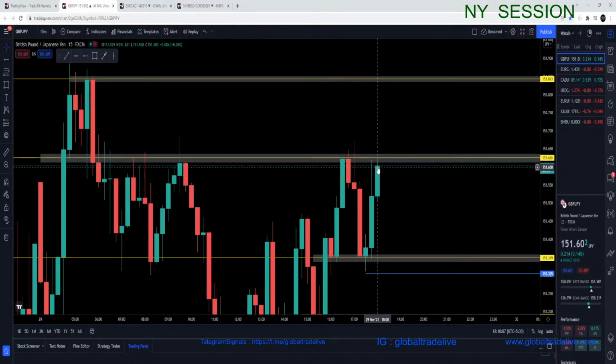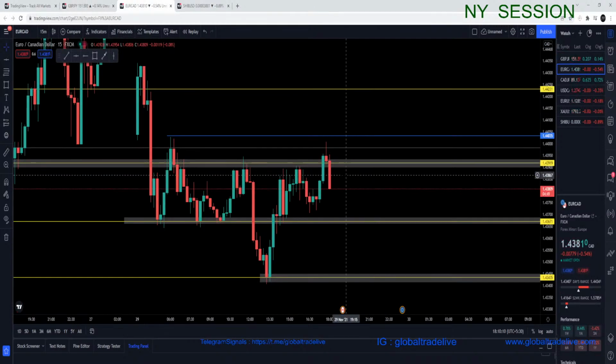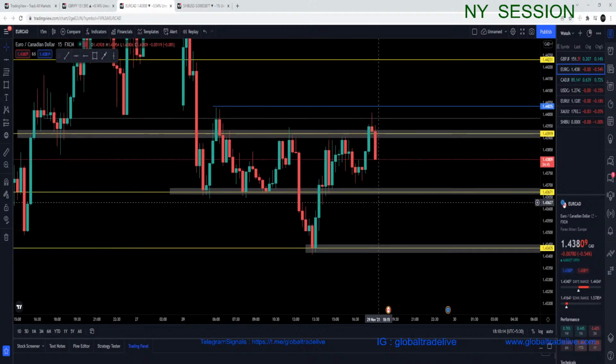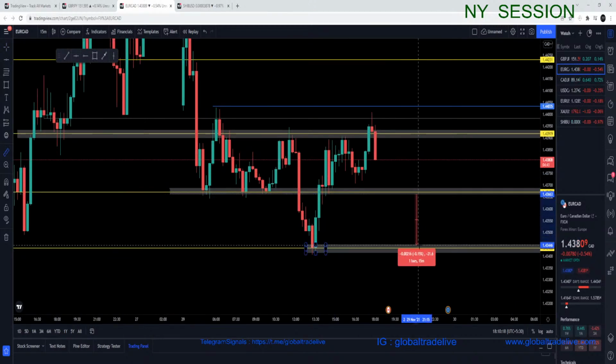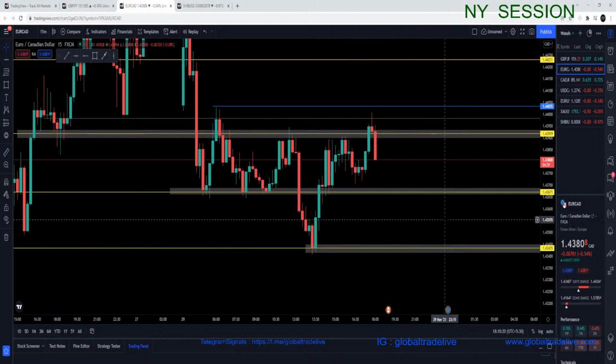So let's see if this 15-minute candle closes above this area or not. EuroCAD, so sales will be below 1.43671. We have this clean range, and the range is also good. The range is about 21-22 pips.